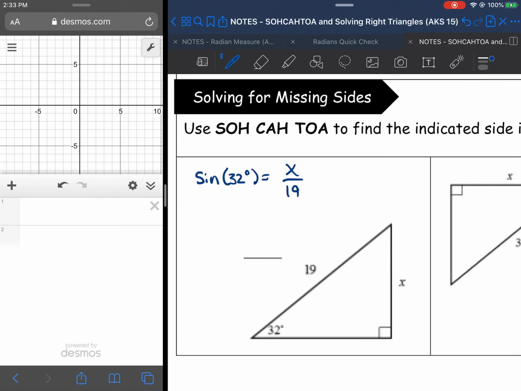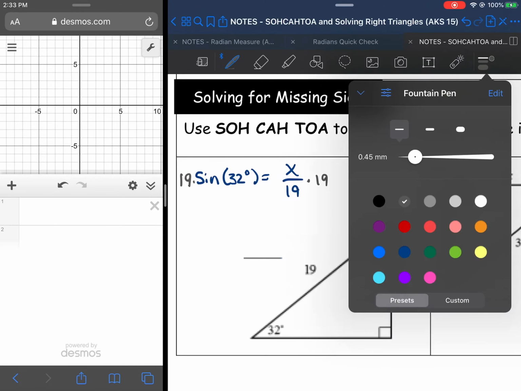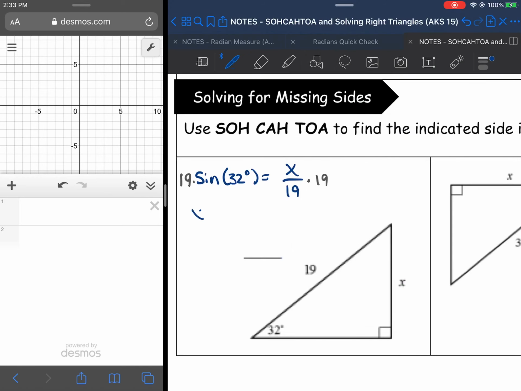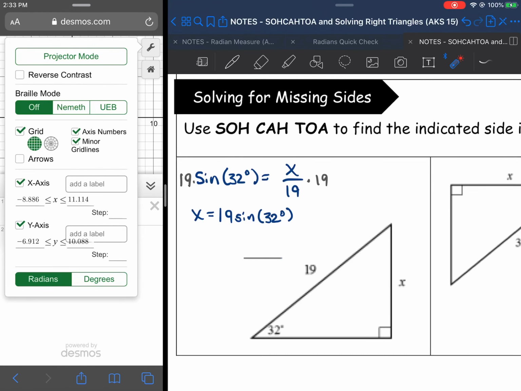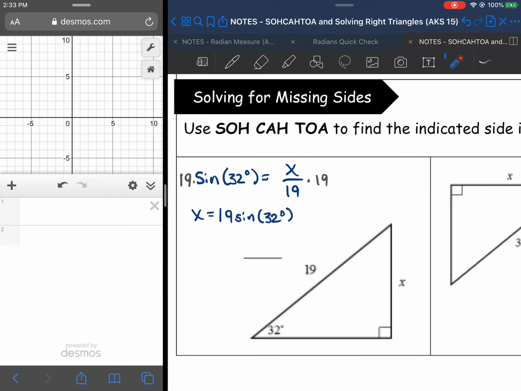To solve for x, we can now multiply both sides by 19. And this will give us that x is equal to 19 times the sine of 32 degrees. And we can use Desmos to go ahead and calculate this. So notice that I have Desmos pulled up. One thing we want to make sure that we do is that since we are working in degrees, if we press on this little wrench, we can choose between radians and degrees. We want to set it to degrees.